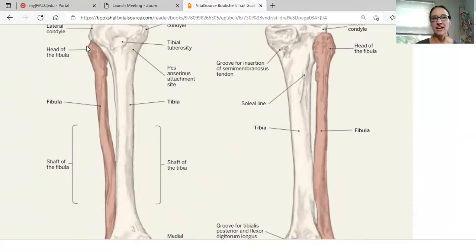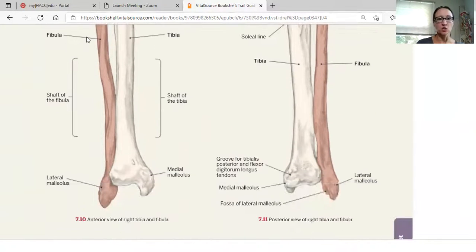Across from that, we have the head of the fibula, okay? The head of the fibula is towards the top. That makes sense, right? And then we just have the shafts of the fibula and the tibia. There's not a whole lot going on in the shafts because it's all going to be covered by muscle, which you'll see. There's actually quite a bit of muscle there.